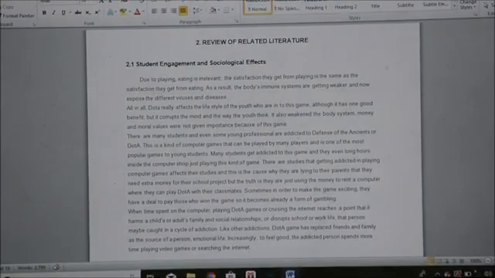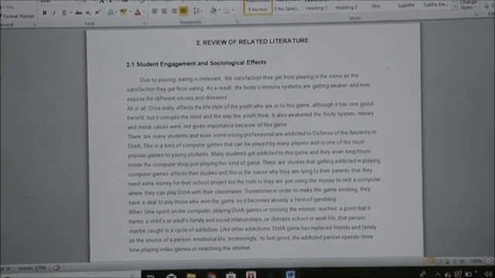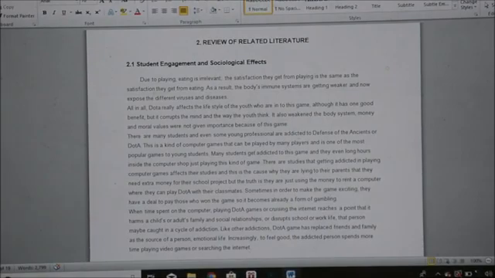In the previous chapter, as shown, they weren't able to follow the two parts of it, which are the conceptual framework and the theoretical framework. It is very important to put them in your research so that your research will be valid and you will know the factors that affect your research. Now let's proceed to chapter 2, which is the review of related literature.